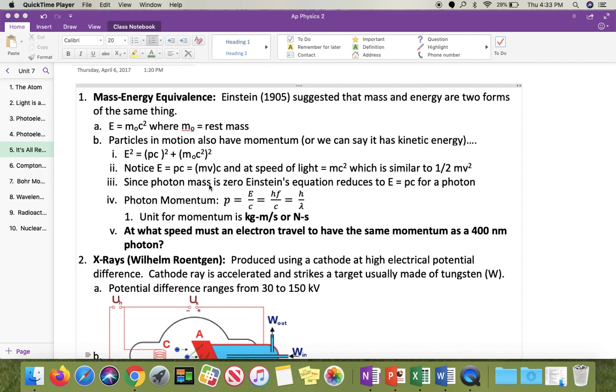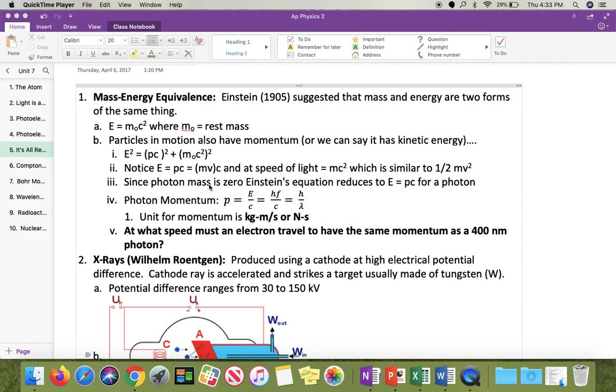So as of now, we've talked about Einstein's photoelectric effect explanation, and then Millikan actually running the experiment and verifying that Planck's hypothesis was correct, that the energy of a photon is equal to Planck's constant times the frequency.